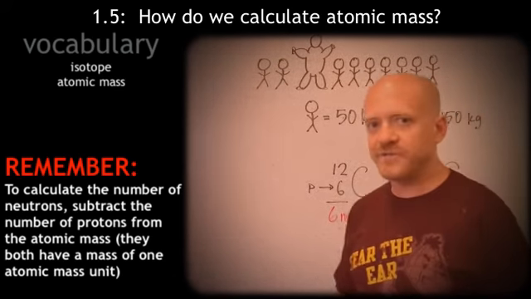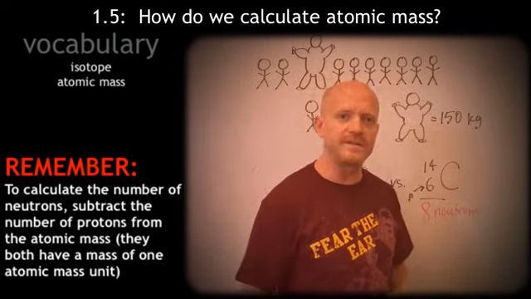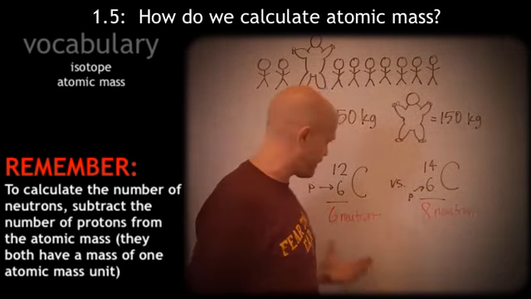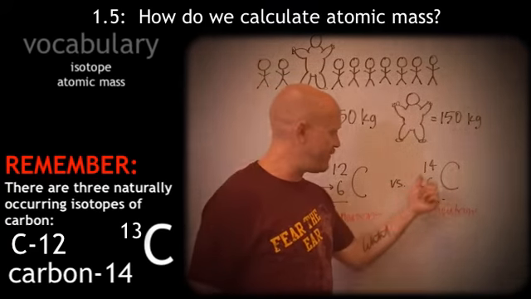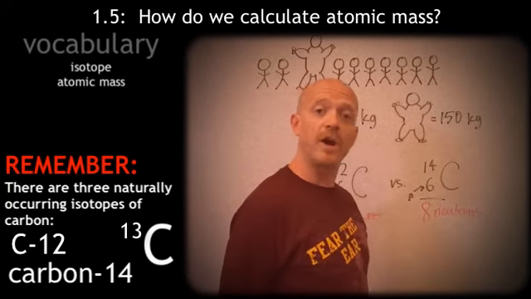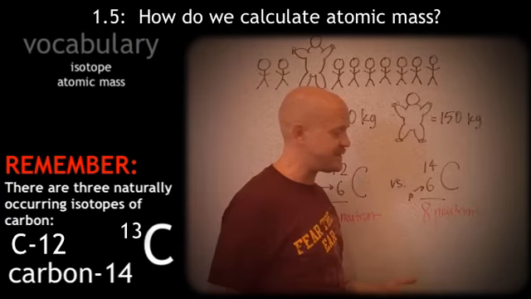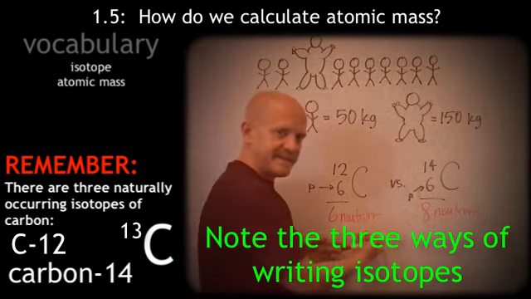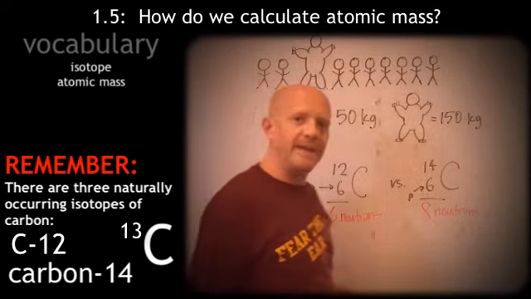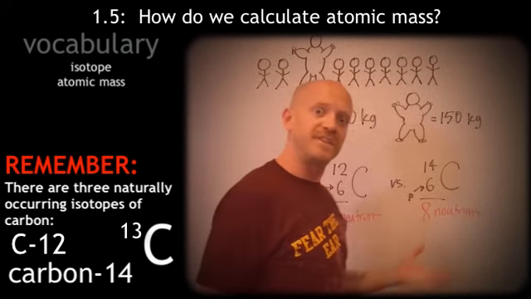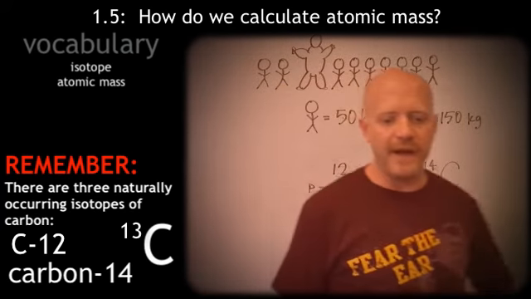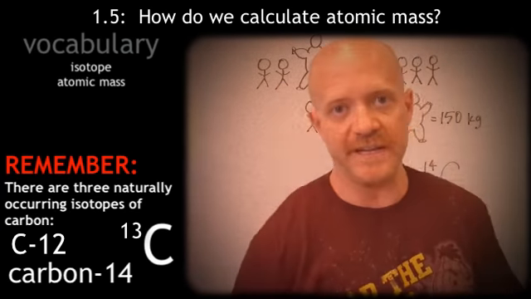Now, there are naturally occurring isotopes. In other words, most of the carbon that we see in the universe is carbon 12. But some of it's carbon 14. There's also something called carbon 13, which has 7 neutrons. But basically, most of it exists in this form. In fact, it's something like 98%. It's a really, really high number. It's almost 100%.